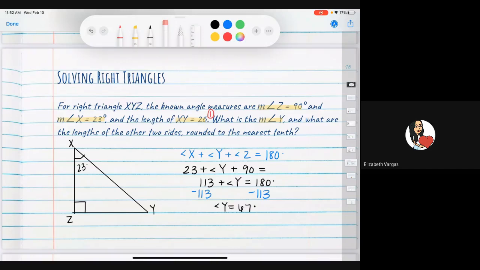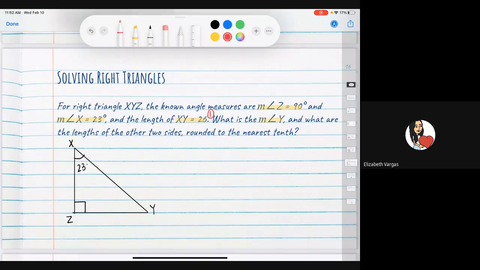Kind of a review from what we did before, right? Okay, so now I want to go on to the next question, which asks, what are the lengths of the other two sides? So we've been given the length already of side XY, which is 26. And so we want to find the lengths of the other two sides. Well, let's go about looking for the length of YZ first.